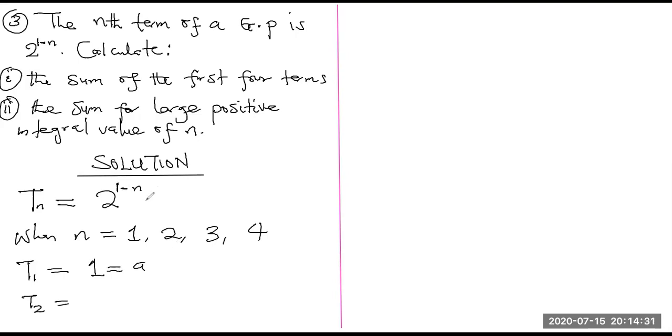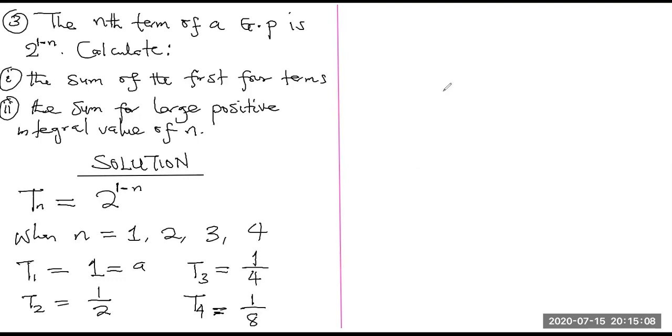1 minus 2 is minus 1. 2 raised to the power minus 1 from indices is 1 over 2. Then our third term, T3, n is 3, 1 minus 3 is minus 2. So 2 raised to the power minus 2 is 1 over 4. And of course, our fourth term, when n is equal to 4, 1 minus 4 is minus 3. And 2 raised to the power minus 3 gives us 1 over 8 from indices. So we have 1 over 8 here.